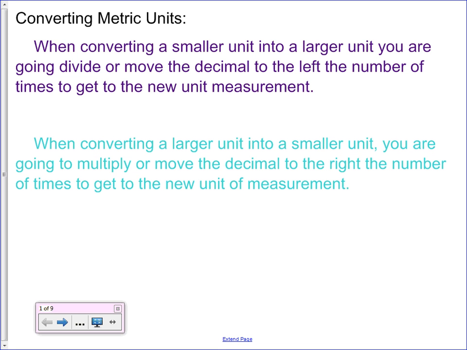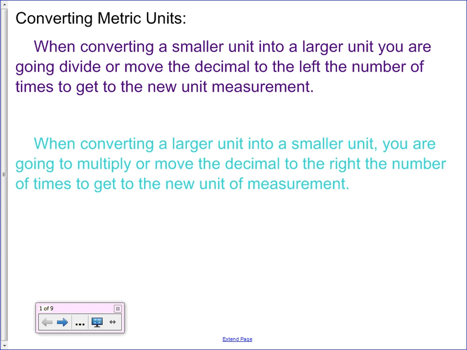All right, today's video is on converting metric units. When converting a smaller unit into a larger unit, you are going to divide or move the decimal to the left the number of times to get the new unit measurement. When converting a larger unit into a smaller unit, you are going to multiply or move the decimal to the right the number of times to get the new unit of measurement.